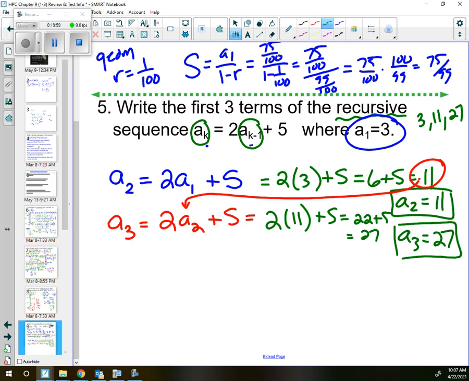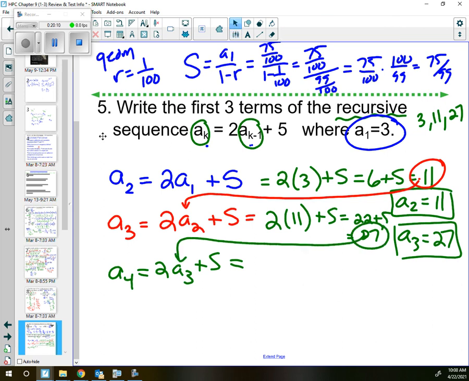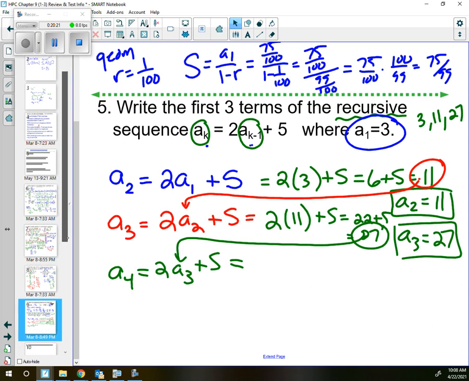You could keep going. How would you find a 4? Well, you would take 2 times a sub 3 plus 5. We're always taking that previous answer and using it to find the next terms. That's what recursive means, taking the previous to find the next one, as opposed to an, which generates all the terms, because you're just plugging in integer values. You can find any term you want. So that's what recursive means.